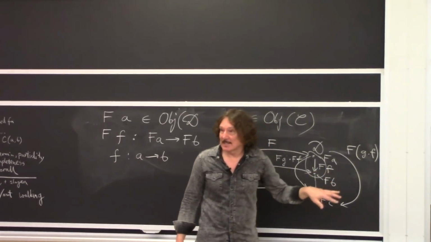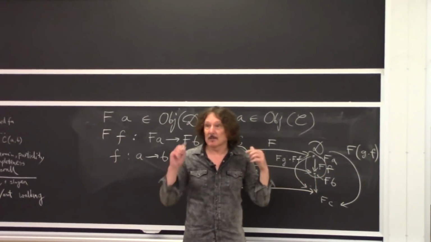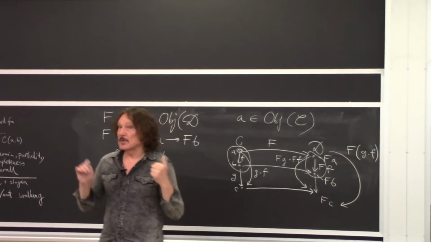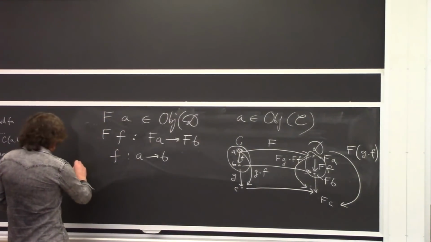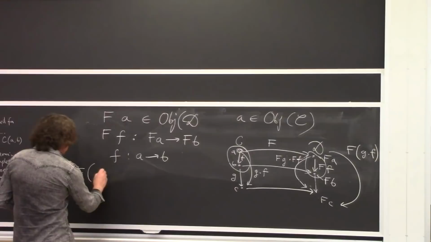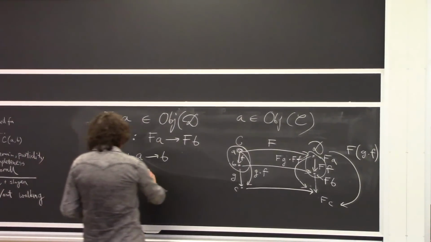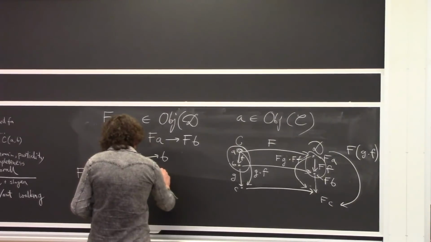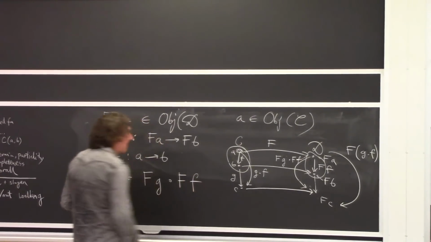They better be the same. Okay? Because if they are not the same, then I'm not preserving the structure. So preserving the structures means that they are the same. So what I mean is F of G dot F is the same as F G dot F F.